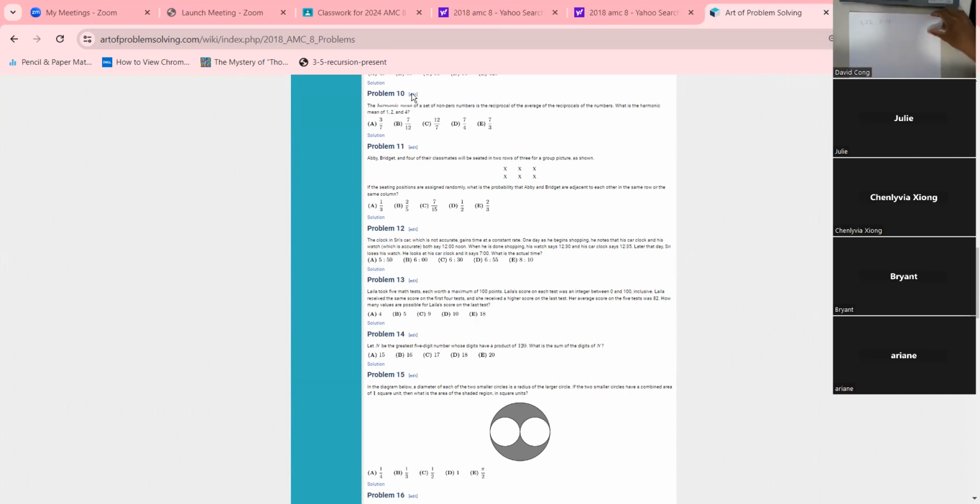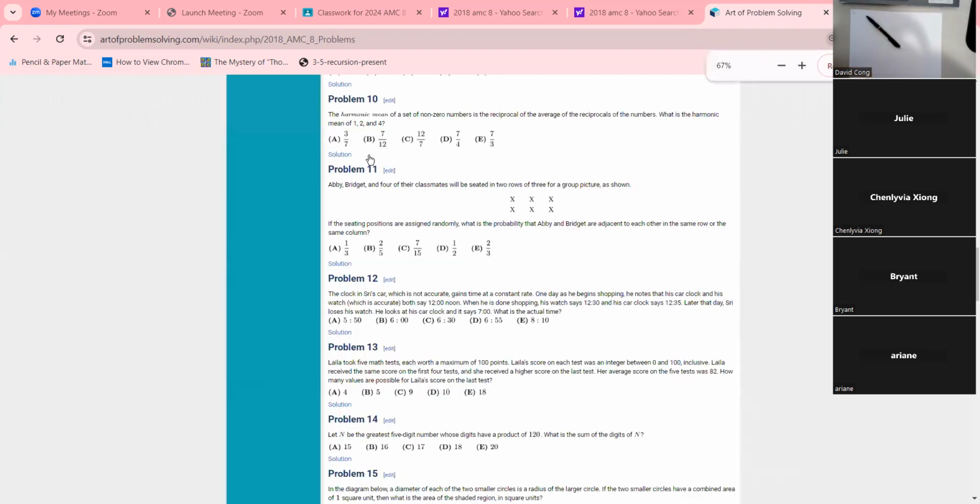Okay, so 8:23 right now, so I'm gonna start going through the problems. We got, let's see, question 11. 11 states that Abby, Bridget, and four of their classmates are seated in two rows of three, as shown. If seating positions are assigned randomly, what is the probability that Abby and Bridget are adjacent to one another?